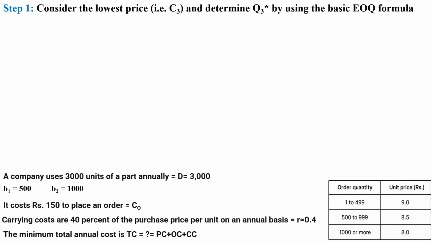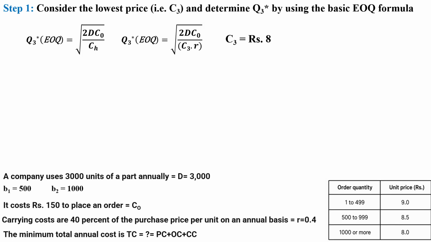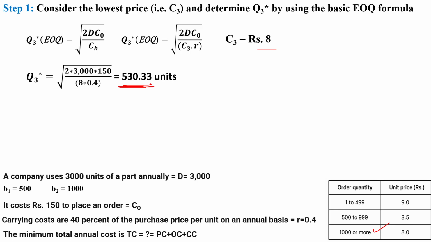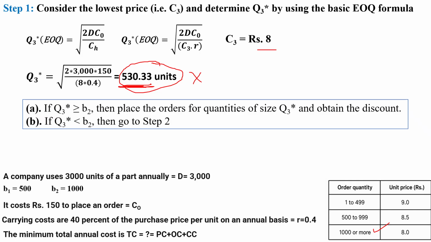Consider the lowest price and determine the EOQ for the required price. We know the EOQ value equals the root of 2D C0 by CH. The lowest price is 8 rupees. Then Q star equals 530.33. At this price we have to check the quantity. It is required to be 1000 or more, but we got only 530 units. So it is not feasible. Then I have to go to the next step.